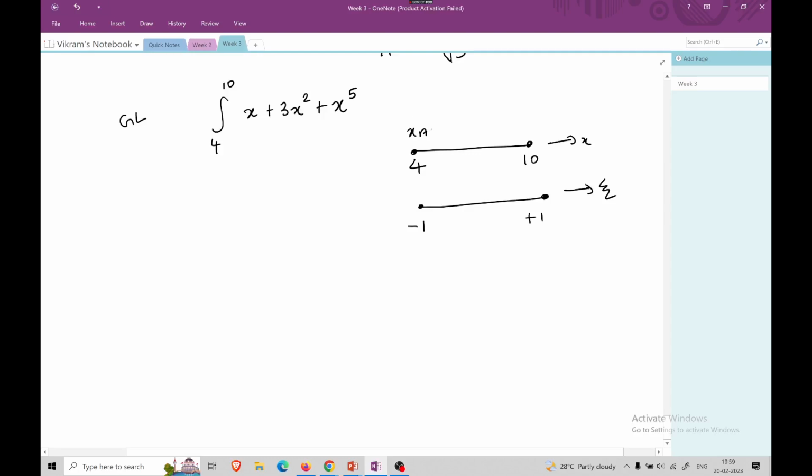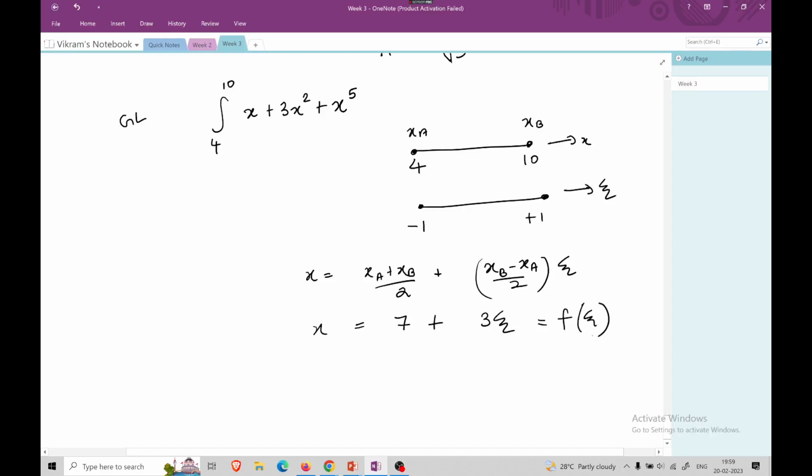So this is xa, xb. Your x is equal to (xa plus xb) by 2 plus (xb minus xa) by 2 into eta. That is (4 plus 10) by 2, which is 7, plus 3 eta. So this is your x. x is equal to f of eta. So this is a capital F of x.